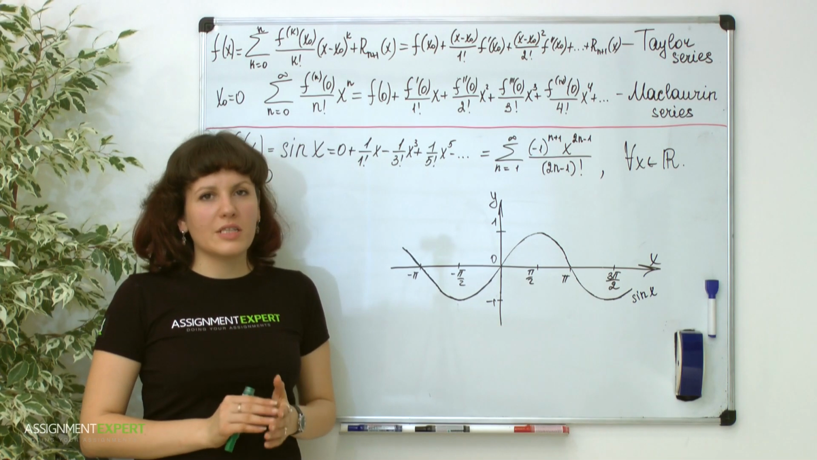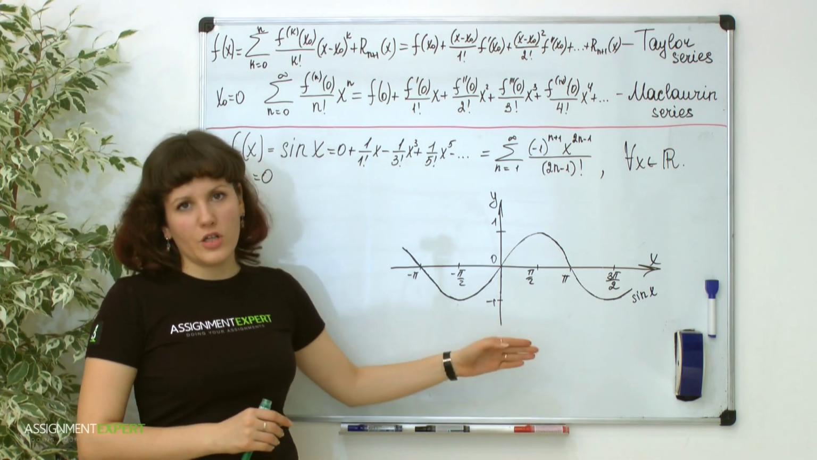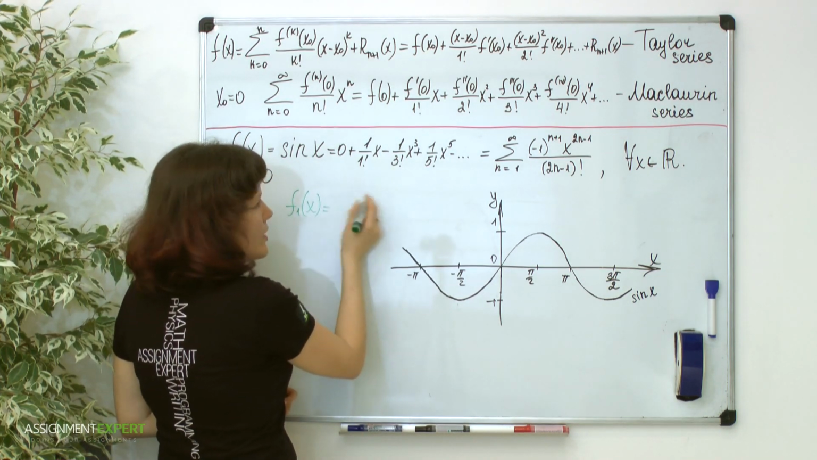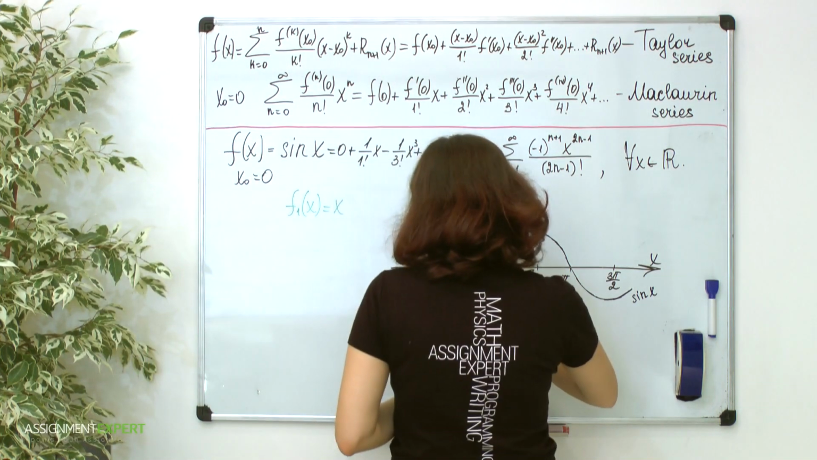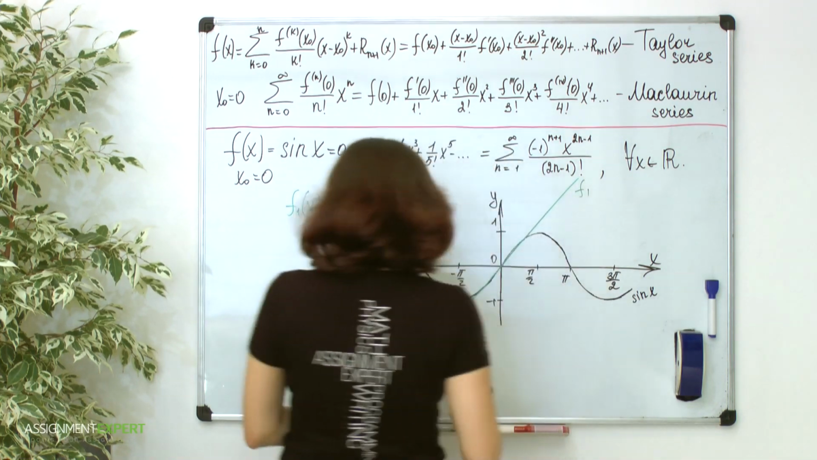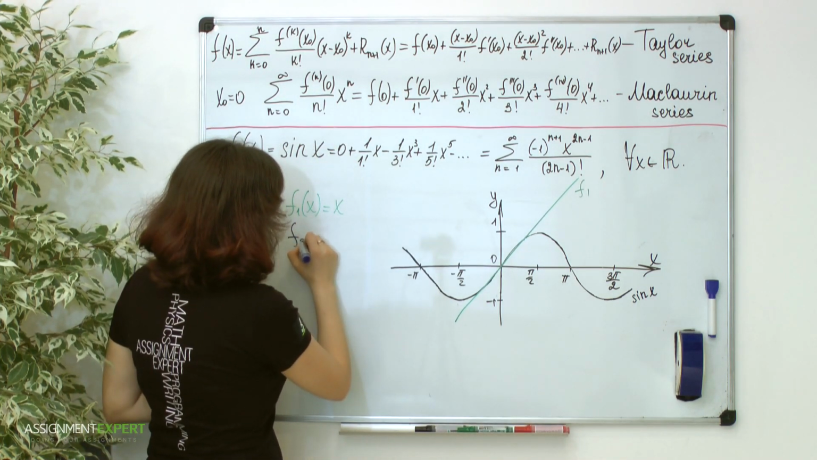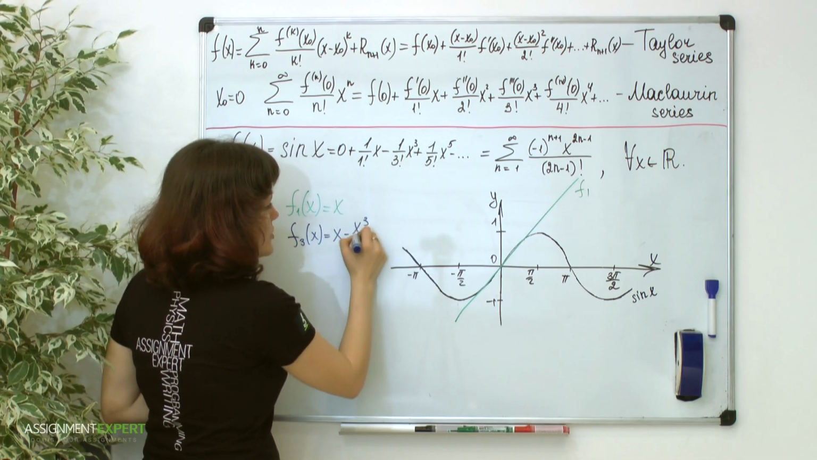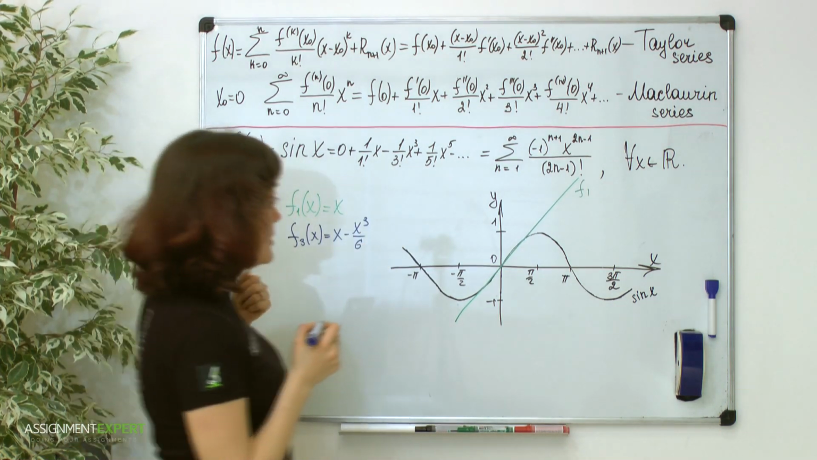Now let's graph a couple of approximations of our function sine of x. Here we can see the graph of our function. The first degree approximation function f1 of x equals x, and this is a straight line. The third degree approximation function f3 of x equals x minus x cubed over 6. And the graph of this function is a cubic parabola.